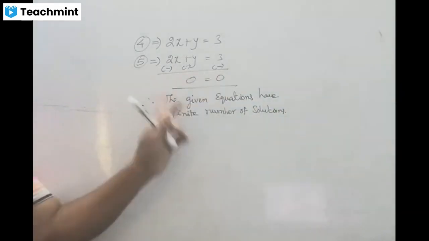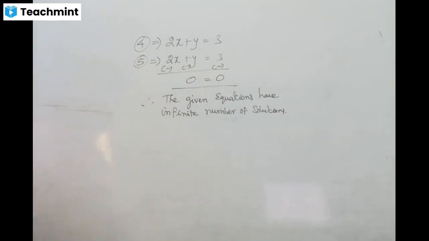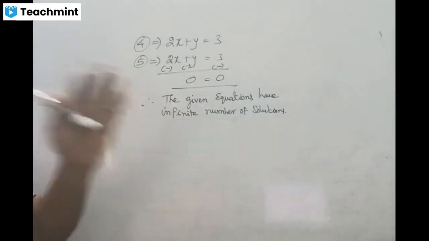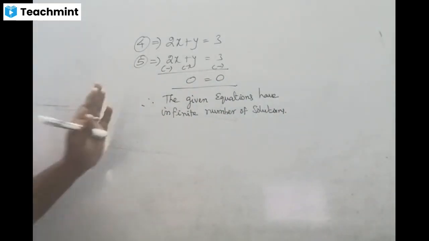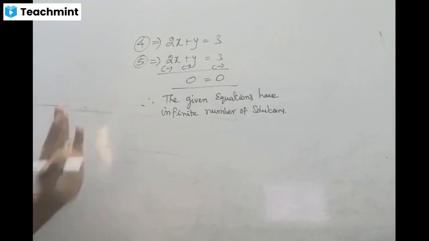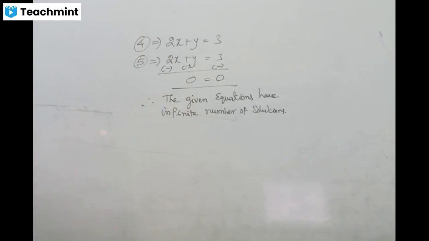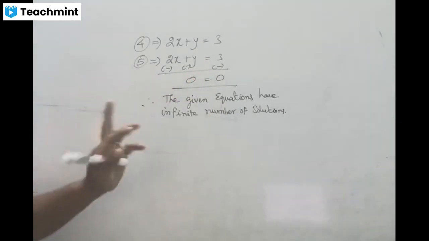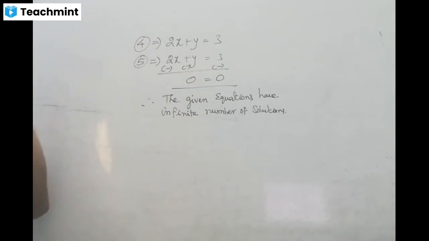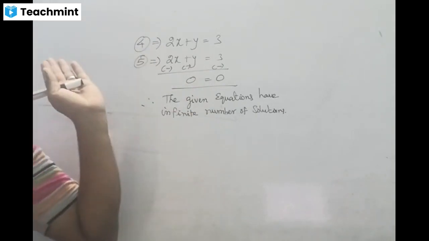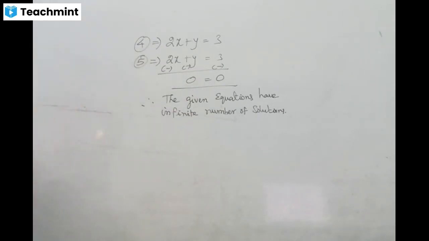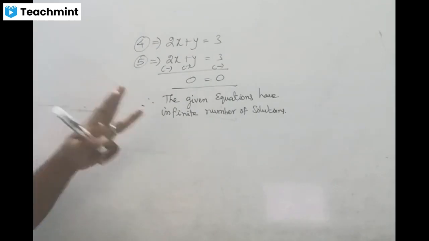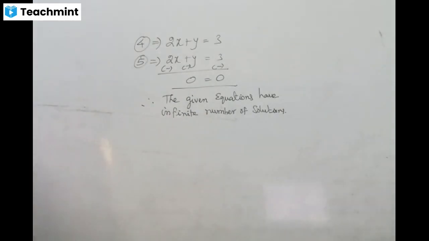If you have the same values, both left hand side and right hand side, then the given equations have infinite number of solutions. The statement is very, very important. The 1 mark will be allotted for the particular statement and particular results. So these two things are important: 0 equal to 0 and the given equations. The original equations, we called equation 1, 2 and 3, that the three equations have infinite number of solutions.